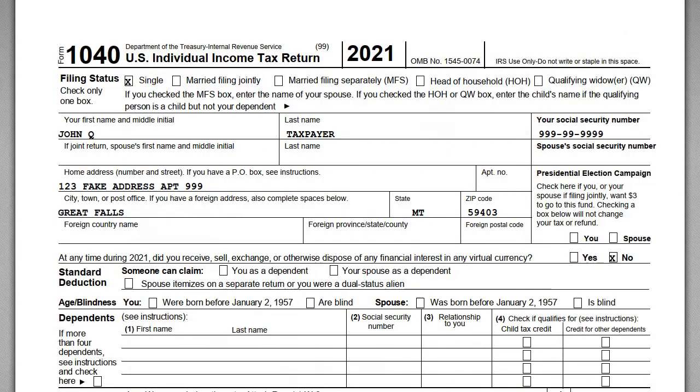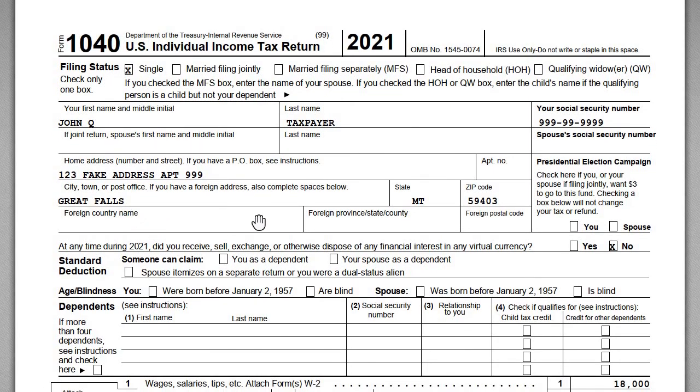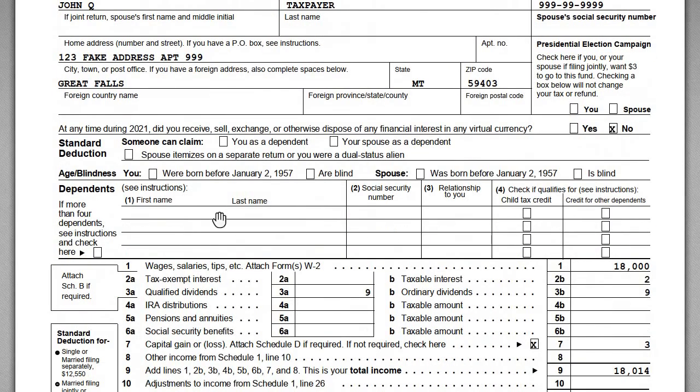So the starting point is always get your federal return done first. And for obvious reasons, this has to be done first because the Montana return is going to compute the state EITC as a percentage of the federal, right? So logically, we need to have the federal number first in order to figure out what the state piece will be. So in this example, we have John Q. taxpayer. He's a single filer. He lives in Great Falls, Montana, and he doesn't have any qualifying children.